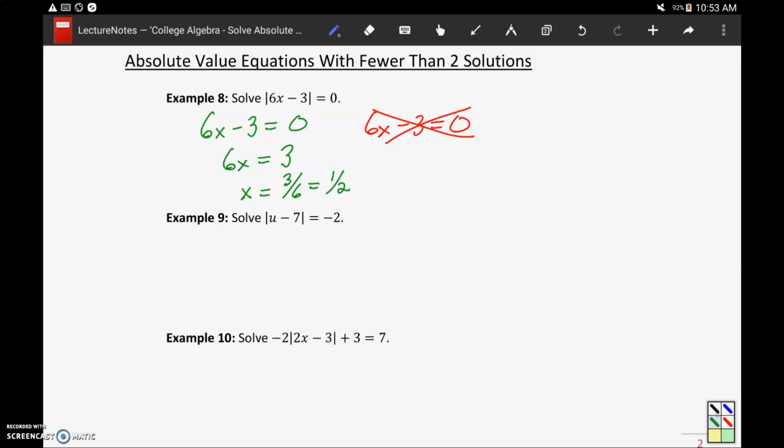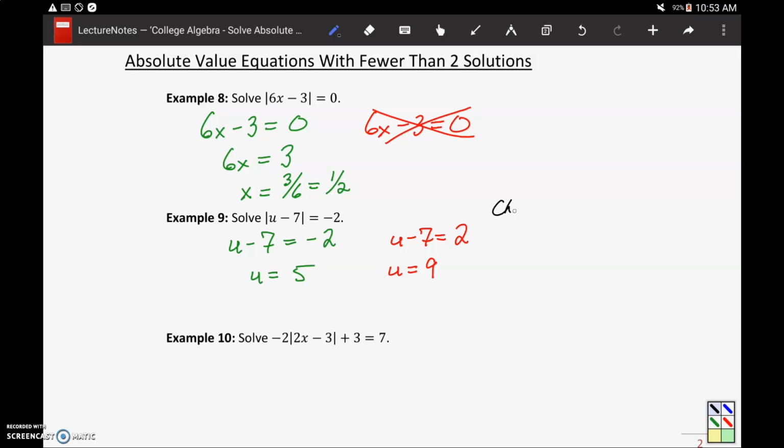In example 9, we can continue trying to apply the same approach that we've been looking at so far. We would set up u minus 7 is equal to negative 2, and then we could set up u minus 7 is equal to the opposite of what we have on the right hand side, and then solve those two equations. With our first equation, we would add 7 to the other side, which would give us u is equal to 5. And with our second equation, we would add 7 to the other side, which would give us u is equal to 9.